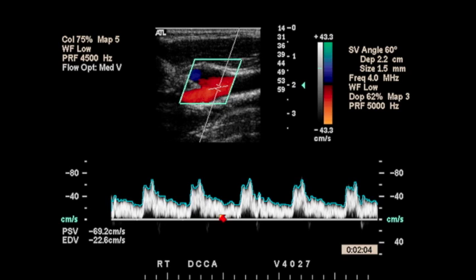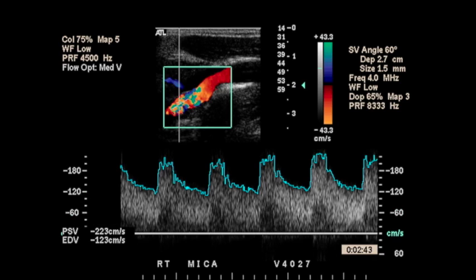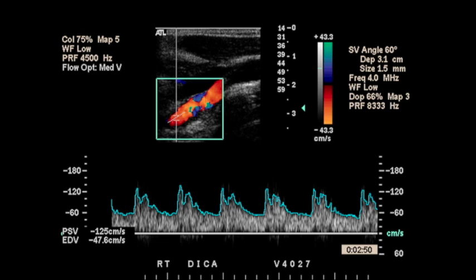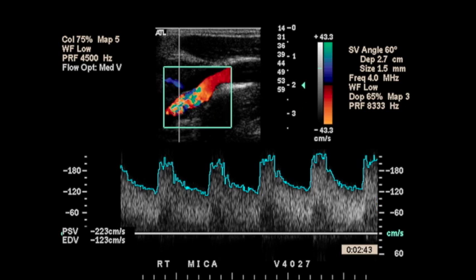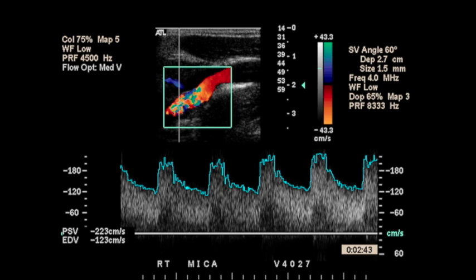Here in the common carotid artery, the velocity is 69. In the proximal internal carotid artery, where there's no narrowing, it's 59. And here in the region of interest, it's 223. And as we go beyond it, as we profile it, it drops off to 125. Okay? So here's the picture that everybody's interested in, 223 centimeters per second in a funny place. Whoop. So any thoughts?